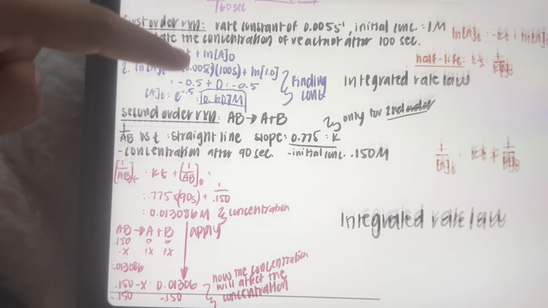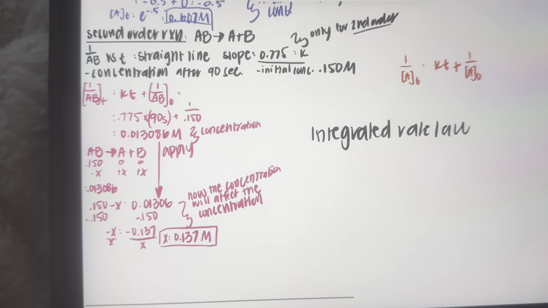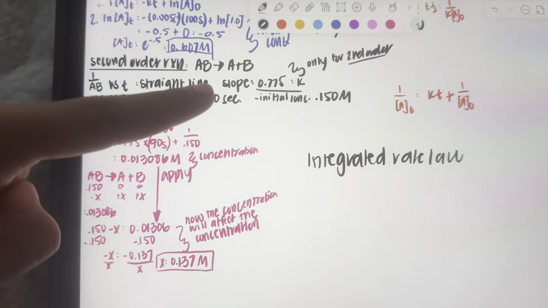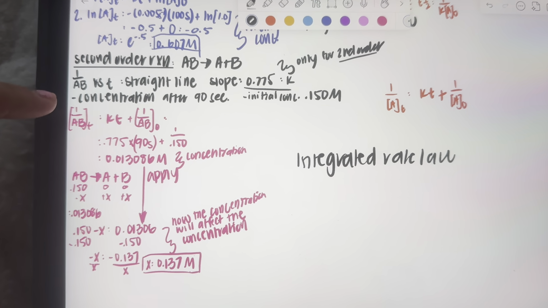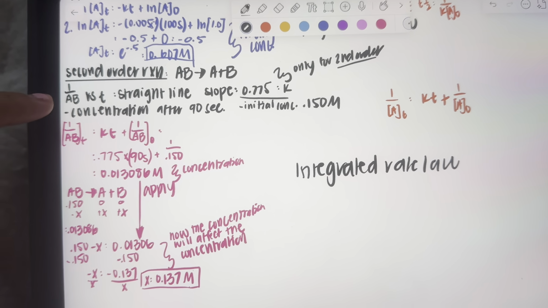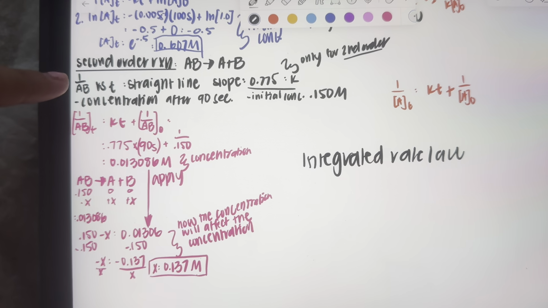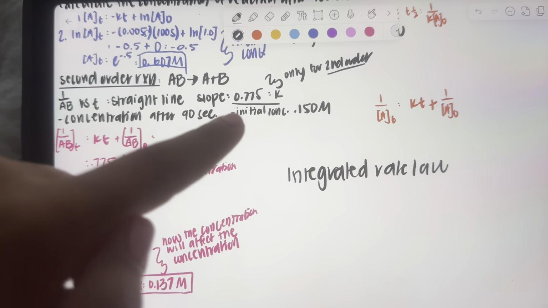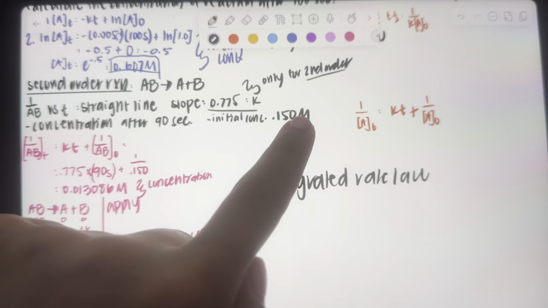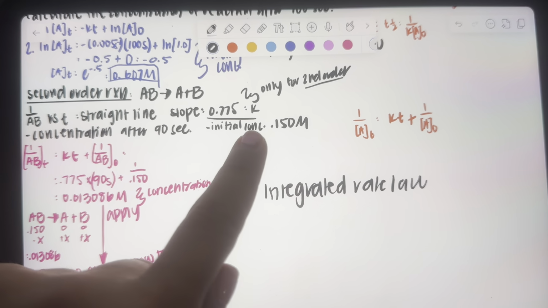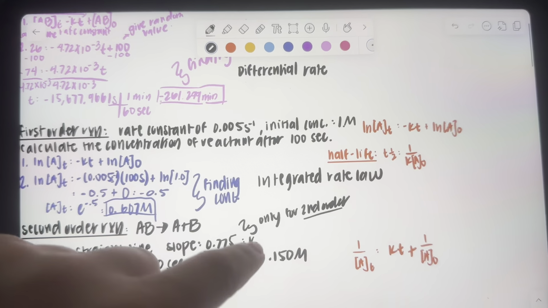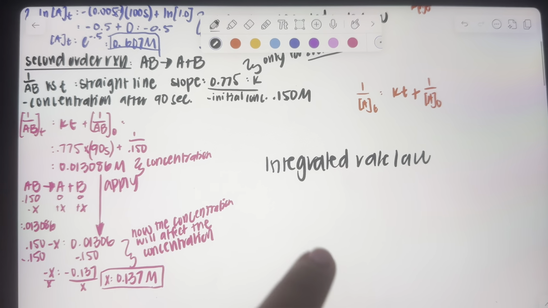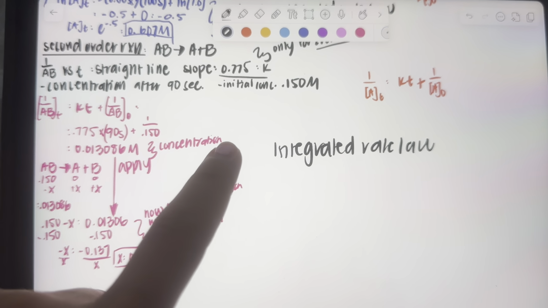I just wrote down that little note, but I also did an example. This is what it would look like. I'm pretty sure this is from the homework as well. We have 1 over AB versus time. It's a straight line. Only for the second order, we notice that the slope is equal to K. That's not like the other reactions. It's only the second order, so it's important to write that down.